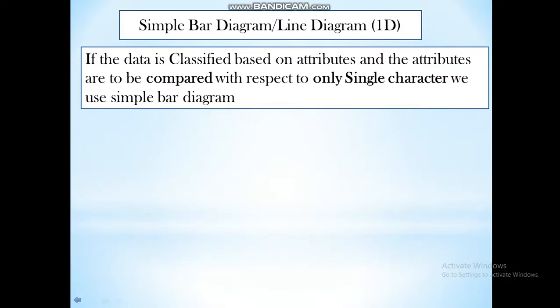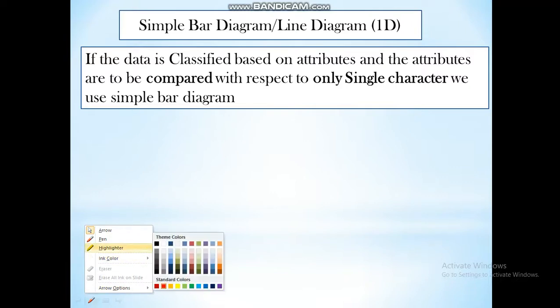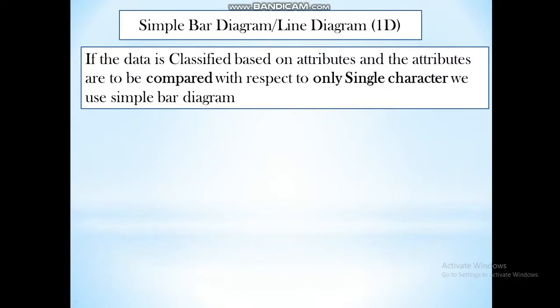Okay, simple bar diagram means the data is classified based on attributes and the attributes are compared with respect to only one single character. So we are comparing the attribute with respect to only one single character, then we will say simple bar diagram.